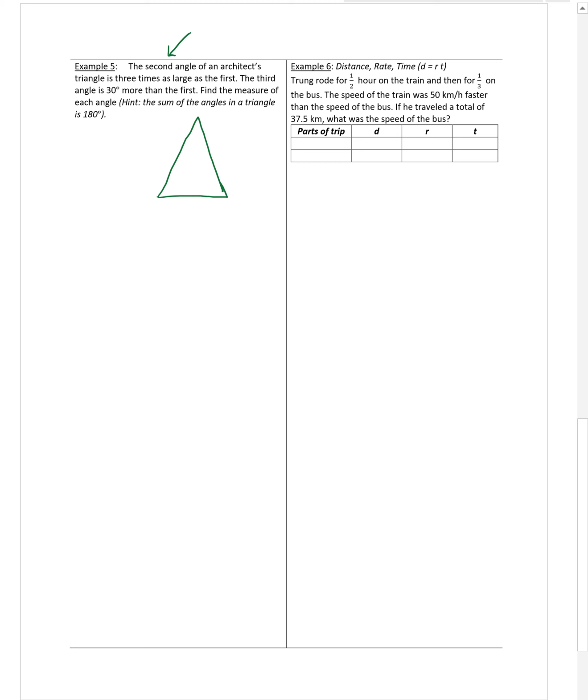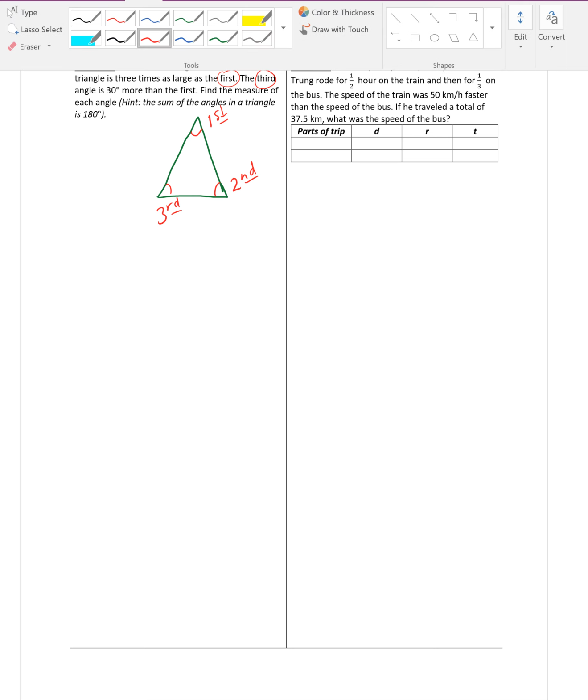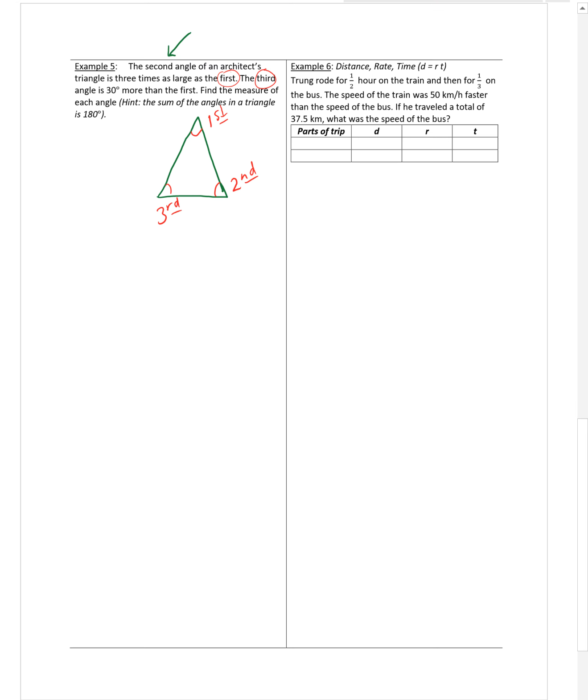They're talking about the second angle, it's something larger than the first, and then they're talking about the third angle. So maybe I'll label them. This is maybe my first angle. Doesn't really matter which one's which, right? This is my second angle, and this will be the third angle. Okay, let's see if we can give them some kind of names. But let me read the whole thing just to make sure it makes sense. The second angle of an architect's triangle, that's this one, is 30 degrees more than the first, which is this one. The third angle is 30 degrees more than the first. Huh, okay, interesting. They want you to find each angle's measure.